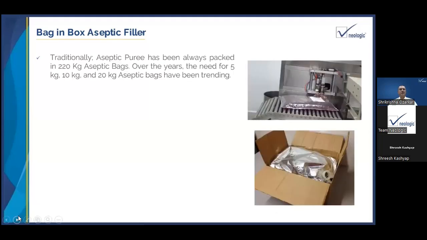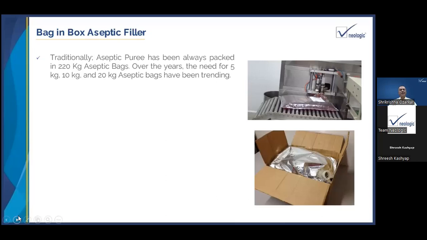The bag-in-box filler. So we understood that we had 220 kg bulk aseptic bag, and 1000 kg bulk aseptic bag. 1000 kg is stored in bag-in-box or bag-in-bin, and 220 kg is stored in bag-in-drum. Both have a shelf life of 2 years. But if I do not want to consume 220 kg, because the moment I open a 220 kg or 1000 kg bag, I have to consume that entire product for my reprocessing or whatever additional process I'm going to do for a value-added product.